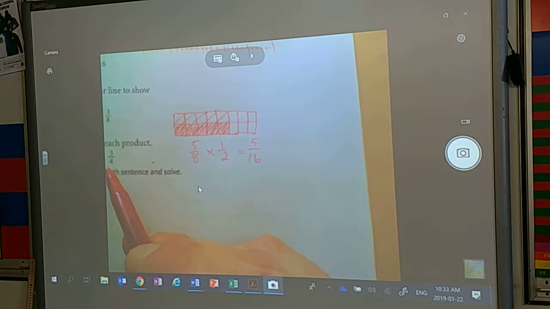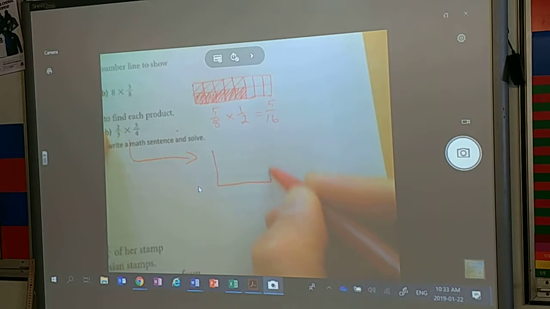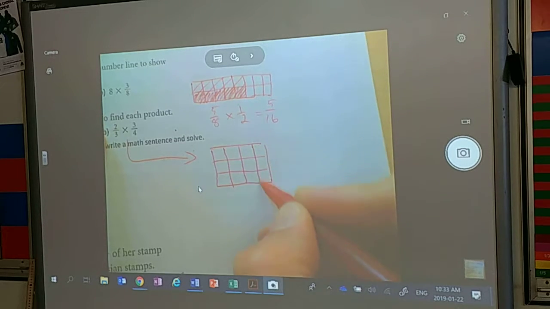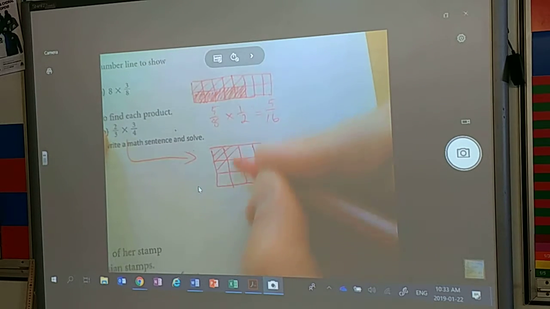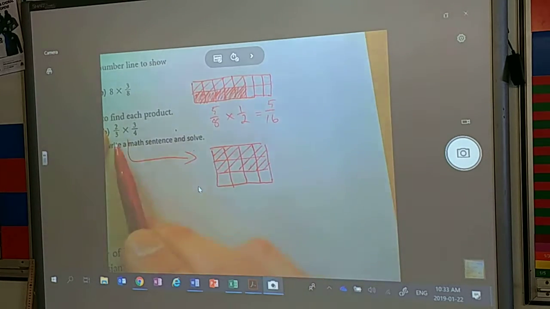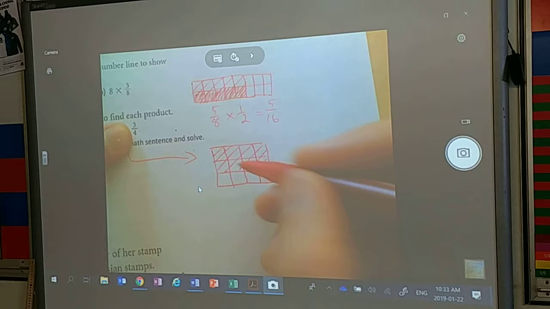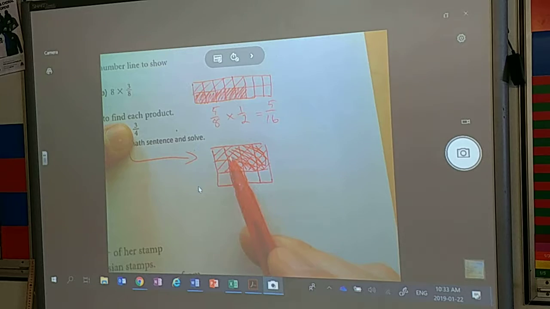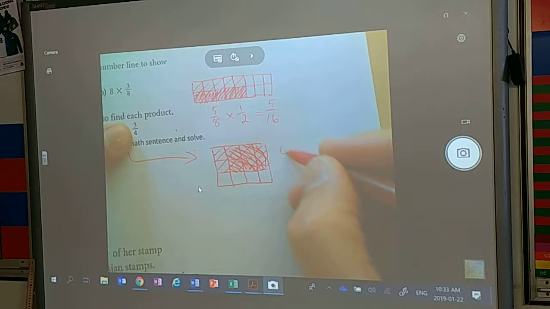Let's try that with 2/3 times 3/4. We'll bring that over here. So I've got 3 by 4. First, I'm going to shade 2/3 of it. So here's a third, there's a third. Of that 2/3, I'm going to shade 3/4. So here's my 2/3, and I'm going to shade 3/4 of it. And what do I have covered? 1, 2, 3, 4, 5, 6 out of 12.